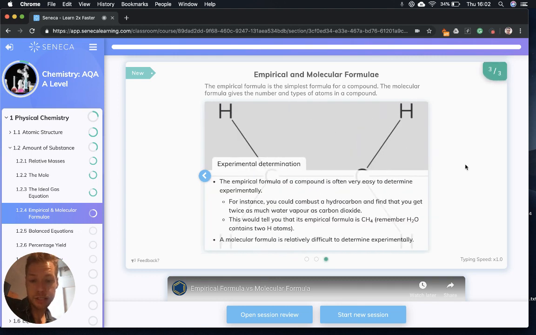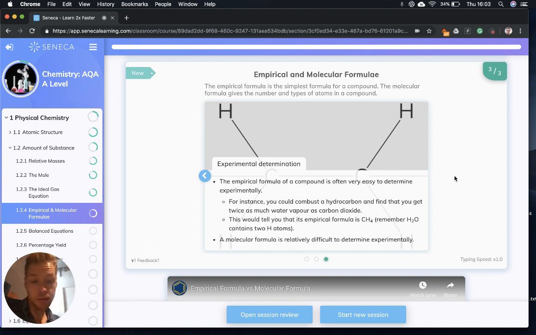Now, the empirical formula of a compound is often very easy to determine experimentally. You hear that? Very easy. So, for instance, you could combust a hydrocarbon and find that you get twice as much water vapor as carbon dioxide. This would tell you that its empirical formula is CH4. Remember, H2O contains 2 H atoms. Don't let that catch you out.